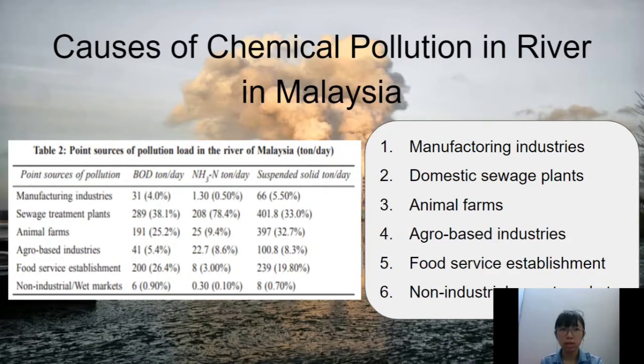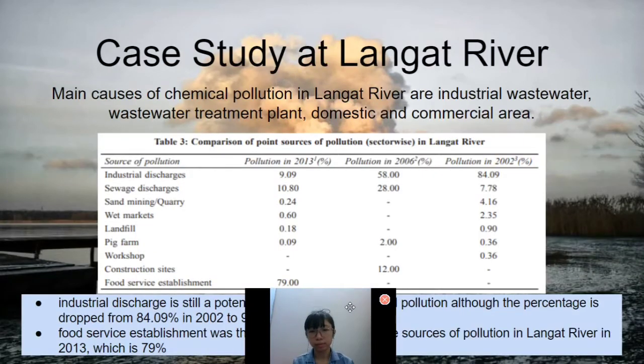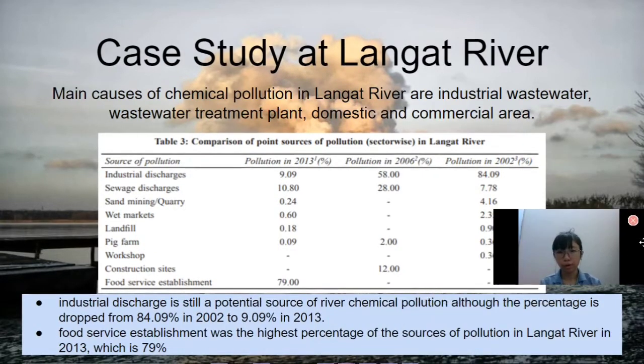Normally the causes of chemical pollution in rivers in Malaysia are the manufacturing industry, domestic sewage, plants, animal farms, agro-based industry, food service establishments, and non-industrial sources or wet markets. Here is a case study at Langat River. The main causes of chemical pollution in Langat River are industrial wastewater treatment plants, and domestic and commercial areas.